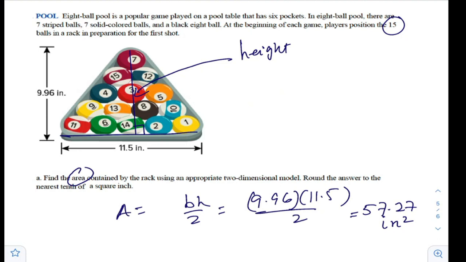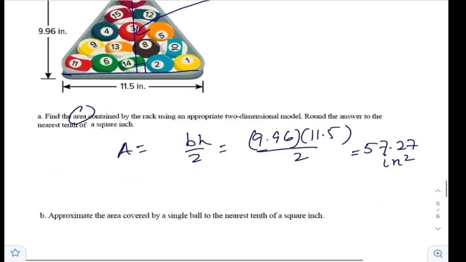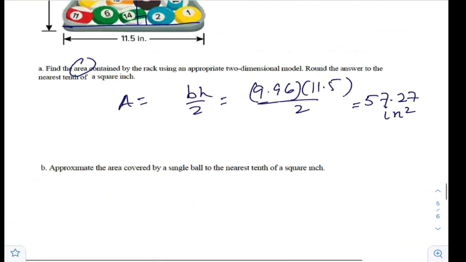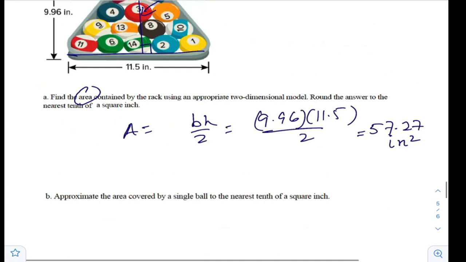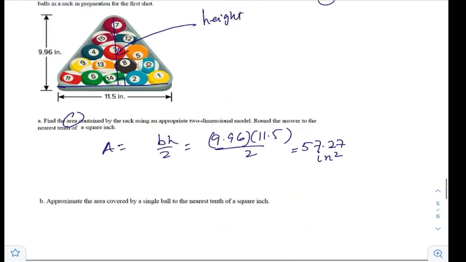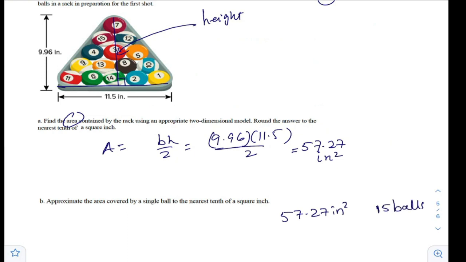Okay, 57.27 inches square. Now, the other part of the question: approximate the area covered by a single ball to the nearest tenth of a square inch. This area, which is 57.27 inches square, covers 15 balls. The question is asking about how much area is covered by one single ball.